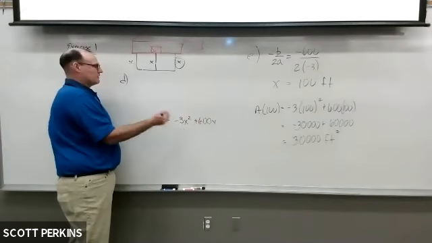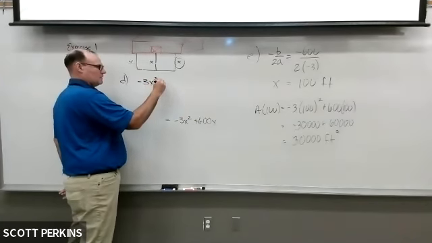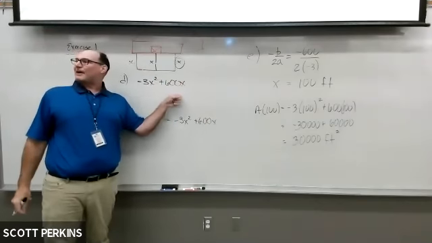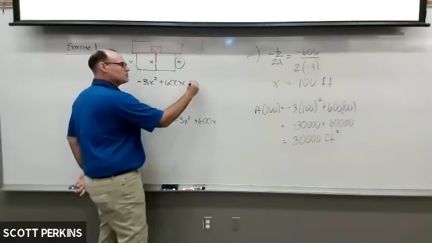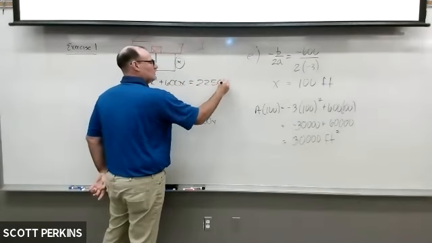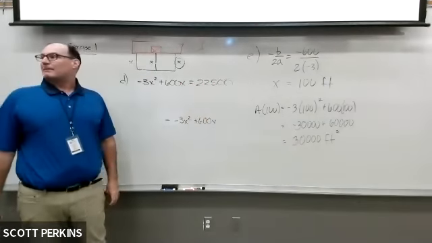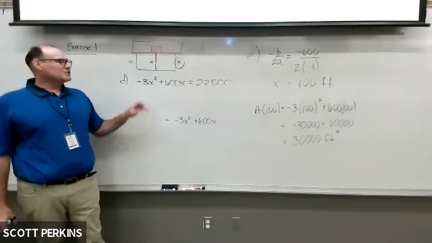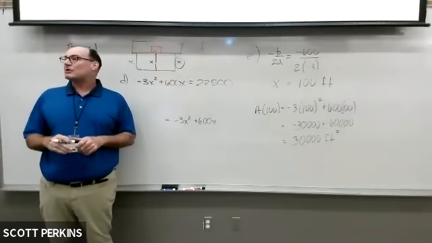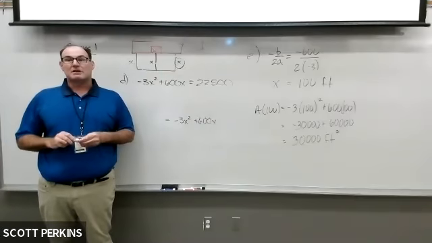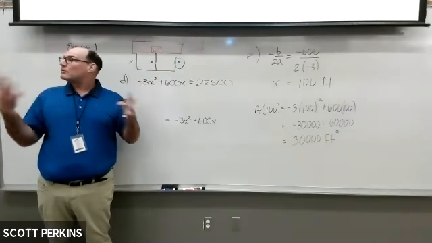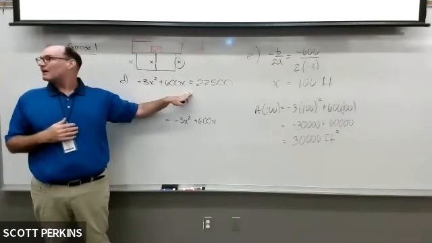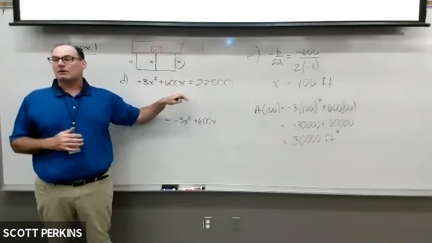Here's my area function. I want to know when my area function is specifically equal to 22,500. Then all you're going to do at this point is get everything on either the left or right and use the quadratic equation to solve it. And that's going to tell you what the value of x is. That's going to give you this specific value of the area.